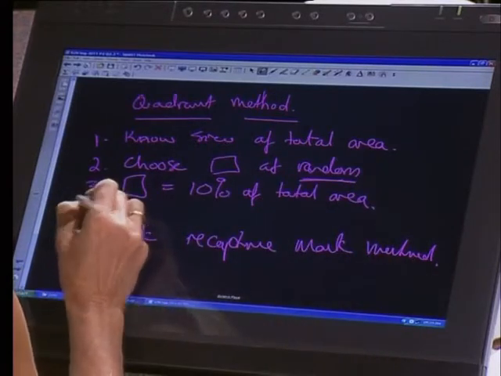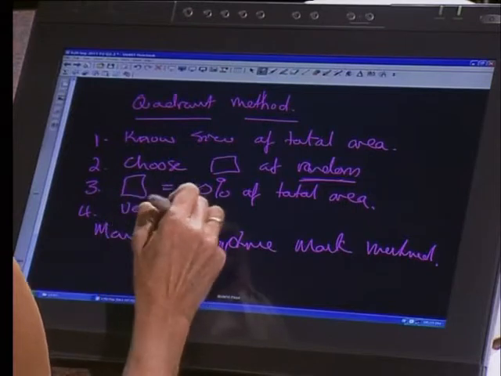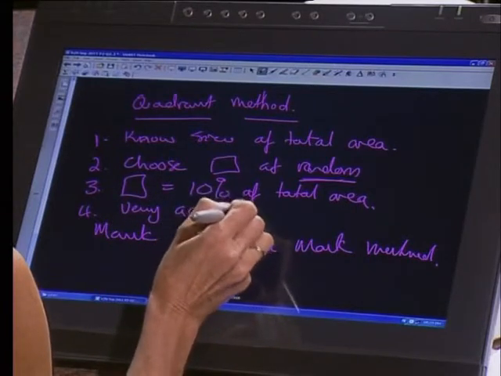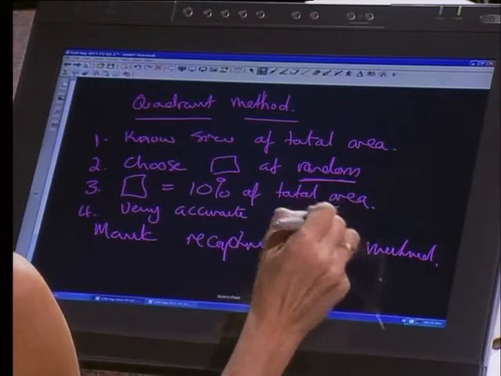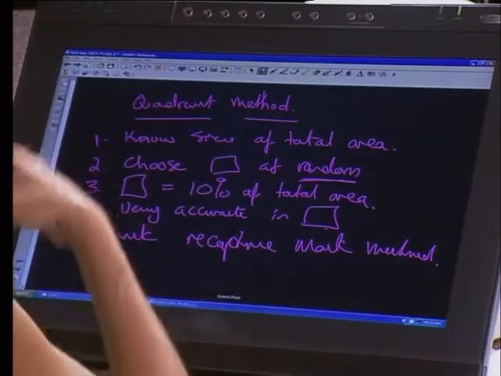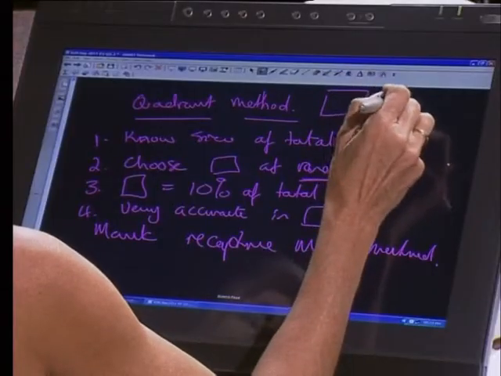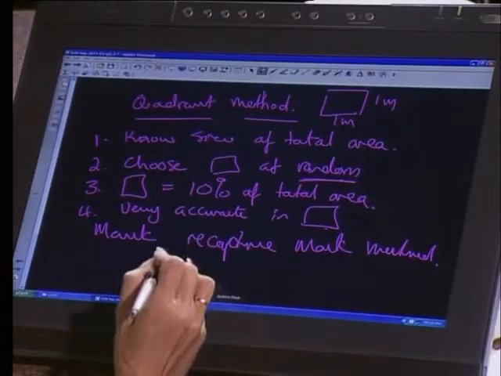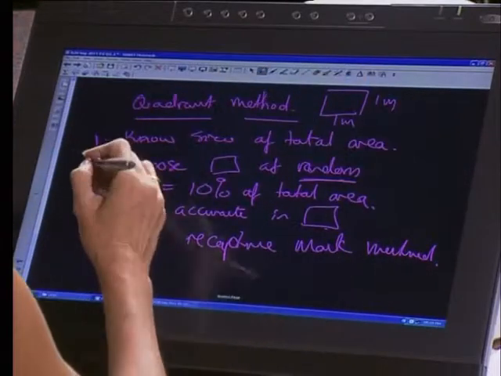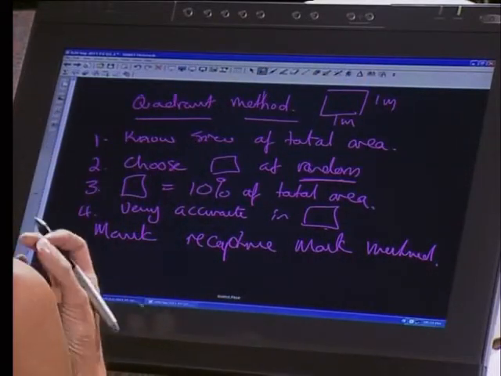And number four, you must be very accurate in the quadrant. So whatever it is you're looking at, beetles, earthworms, grass, daisies, whatever it is you're doing, you make sure that your count is very accurate in that quadrant. And a quadrant is 1 meter by 1 meter. Okay, so that's your quadrant. And that quadrant method, you are sampling. It's a whole sampling process.